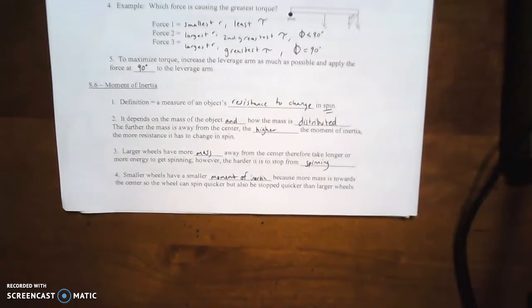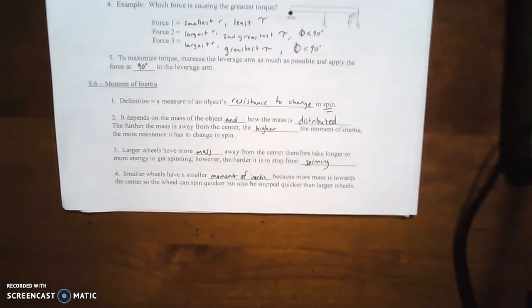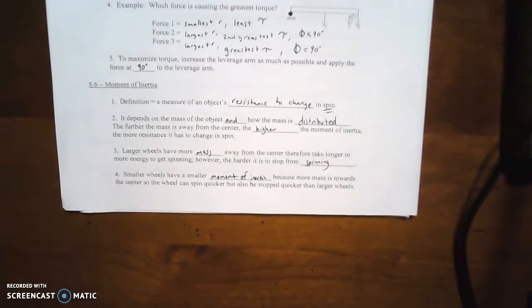Moment of inertia depends on the mass of the object, in addition to how the mass is distributed in that object. The further away the mass is from the center of the object, the higher the moment of inertia, and therefore the more resistant it is to a change in its spin. An example of that would be larger wheels. Larger wheels have more mass concentrated further away from the center of rotation, and therefore it takes longer or more energy to get it to spin. However, they are much harder to stop from spinning once they are spinning.